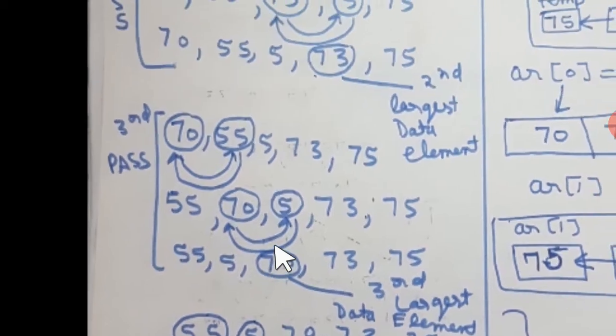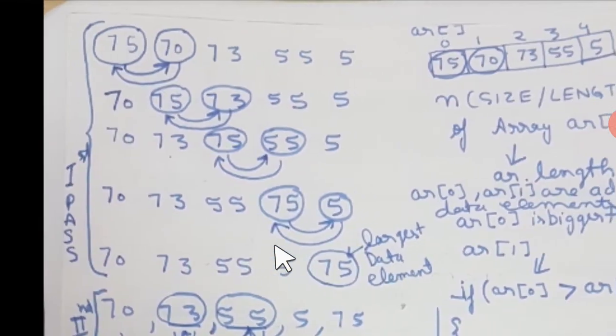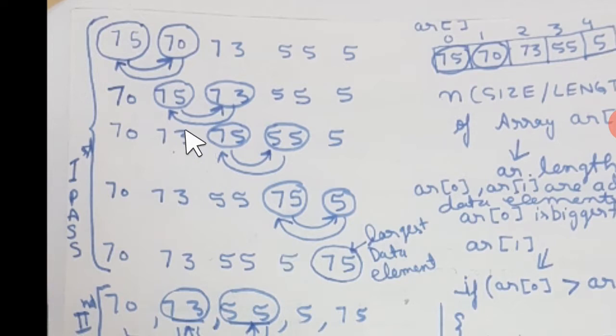So 4 passes have been performed when 5 data elements were there in the array. So students, the maximum number of passes required by bubble sort is basically n minus 1, or you may say array length or array size minus 1. That is the maximum number of passes required, right?